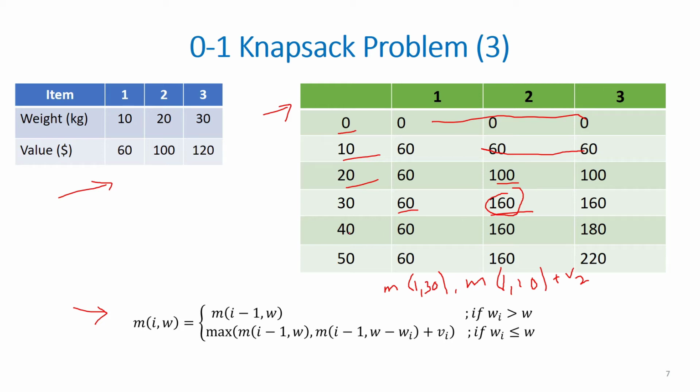For W equal to 40, we can take item 1 and 3 together, worth $180 in total. Finally, for W equal to 50, M[3][50] is equal to the maximum value of M[2][50] and M[2][20] plus $120, which is V3. This would give us a total of $220, which is the optimal solution to this problem.